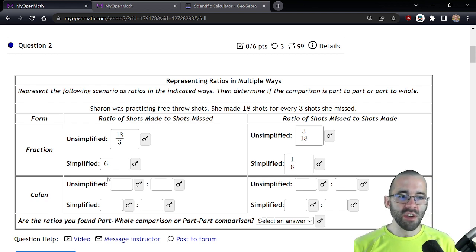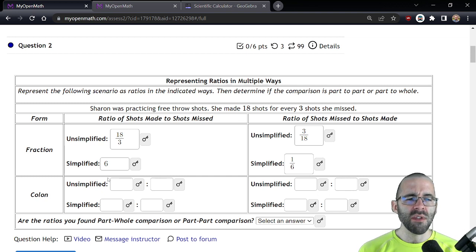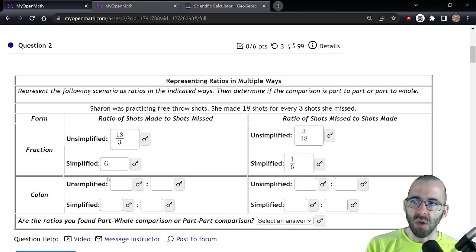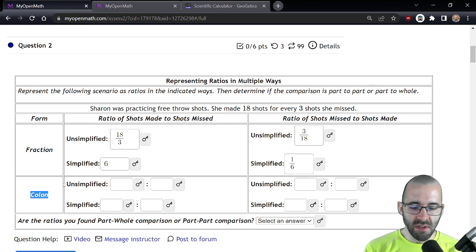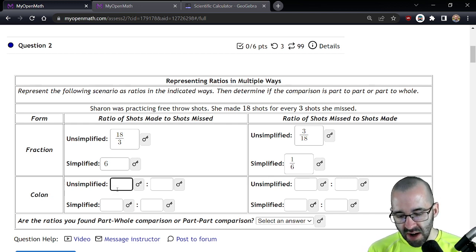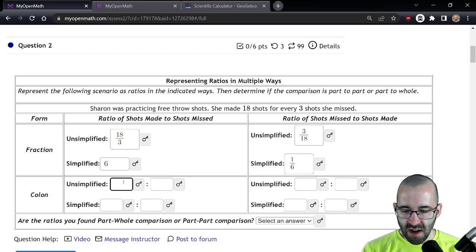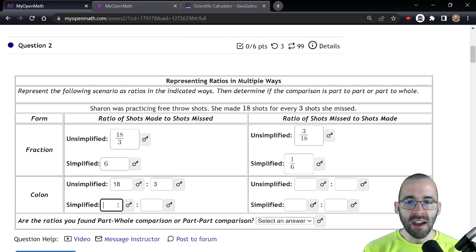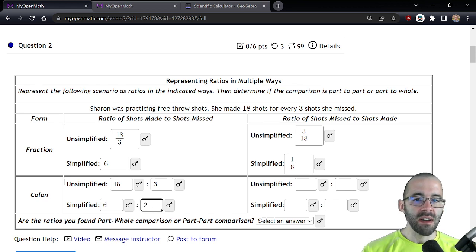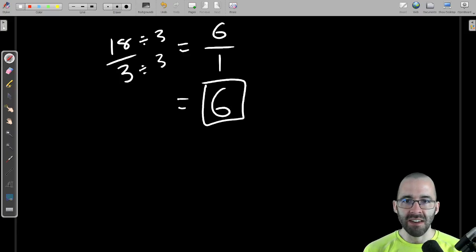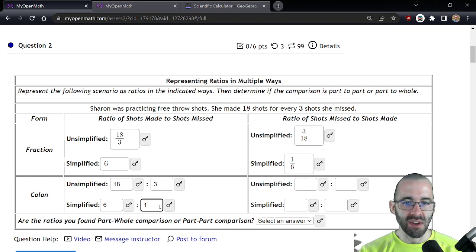We can also represent ratios not always as fractions. Usually fractions, in my experience, are like part to whole. For part to part, I think the colon form is more common, but here it's just having you practice both. So shots made to shots missed, unsimplified: made is going to be 18, missed is going to be 3. And again, we simplify that in the same way. 18 to 3 is the same as 6 to 1, just like we wrote down in our calculations right here.